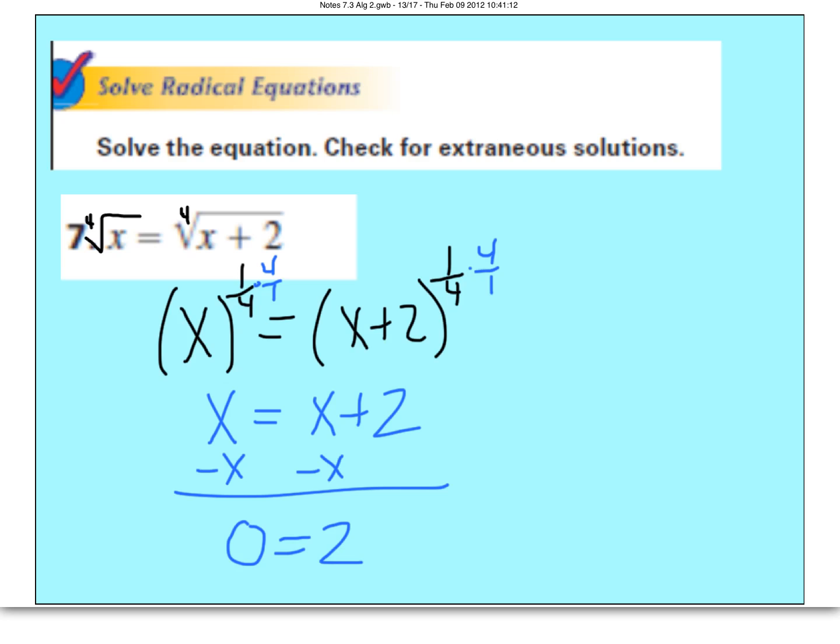So on this one, there's not even a valid solution. There's really no solution whatsoever. I wouldn't say x is 0 or x is 2 because the x is completely gone. There's just no solution to this problem.